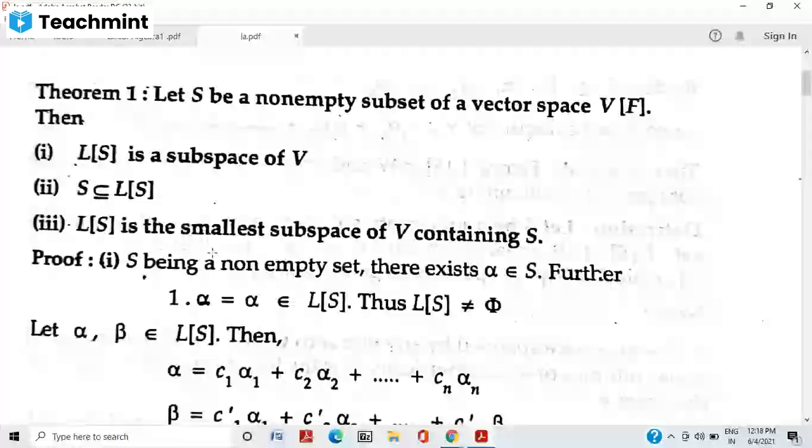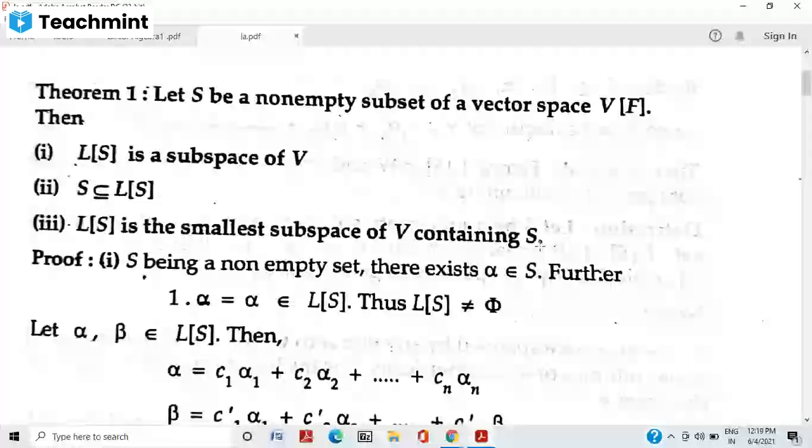Here we should find out three conditions. What are the three conditions? First condition, we should prove that L of S is a subspace of V. Second, we have to show S is contained in L of S. And third, we should show L of S is the smallest subspace of V containing S. Okay, three concepts. First, we should prove it is a subspace.